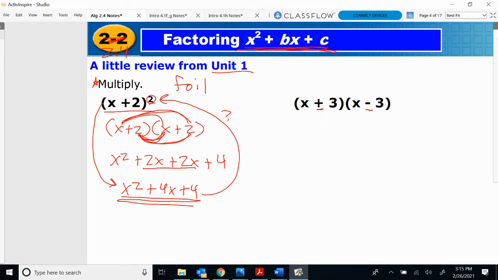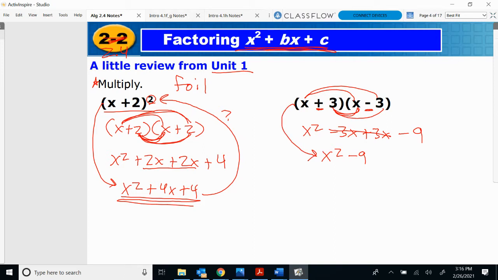Okay, so if we take a look at how this would foil, like we did in Unit 1, if we multiply it, we would get x squared minus 3x, and then right here in the middle, we get plus 3x. And then at the end, we get minus 9. Okay, and there's something unique that happens with these types of problems. When one is addition, one is subtraction, and they look pretty much identical, these like terms in the middle end up canceling out, and we end up with x squared minus 9, and that was our answer to this problem being multiplied. All right, that was Unit 1.